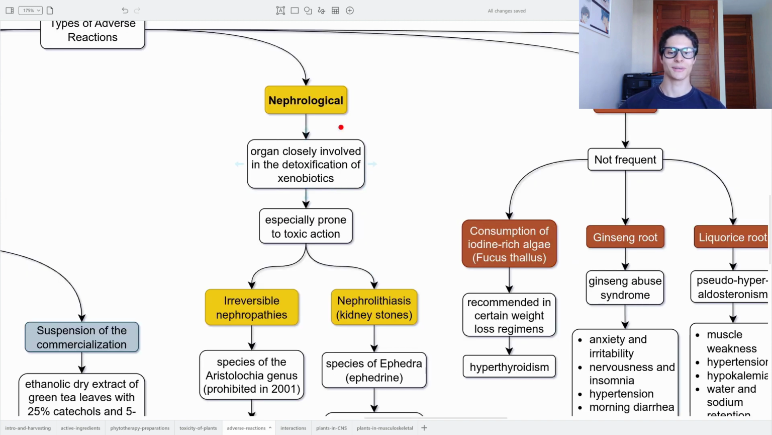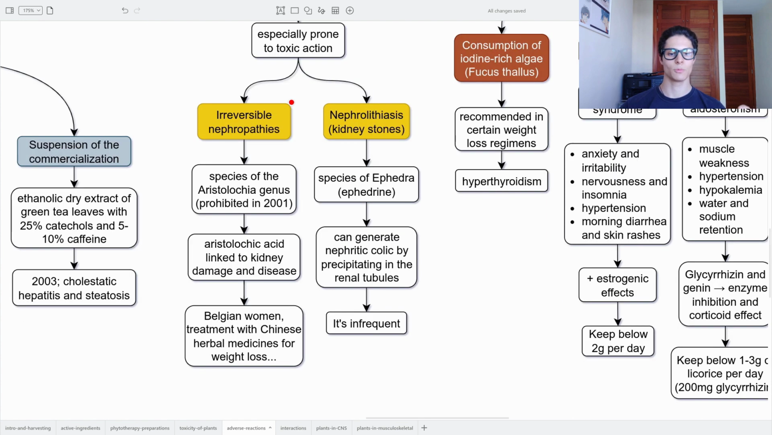And then nephrological, so the kidneys. This is another organ closely involved with xenobiotics detoxification. It's especially prone to the toxic action because of that. And we can find irreversible nephropathies and nephrolithiasis, which are kidney stones. So the nephropathies can occur with the species of Aristolochia genus, which was prohibited in 2001. And aristolochic acid, which is the main compound, is linked to kidney damage and disease. This was found in Belgian women that used the treatment with Chinese herbal medicines for weight loss.